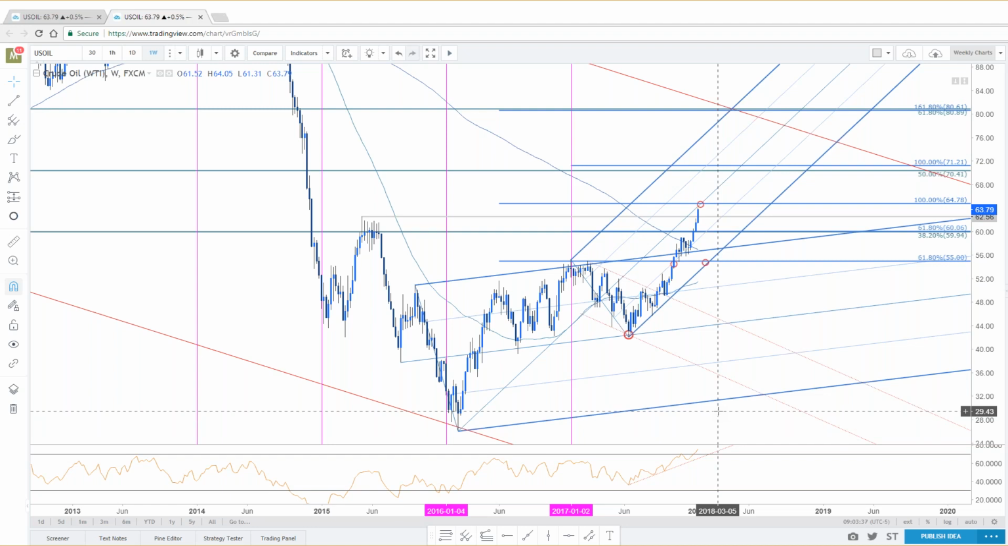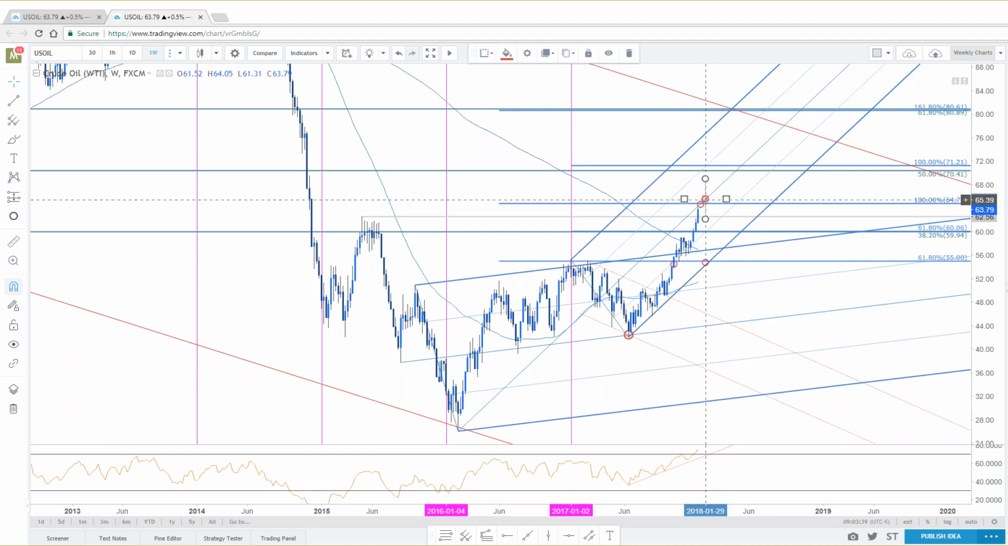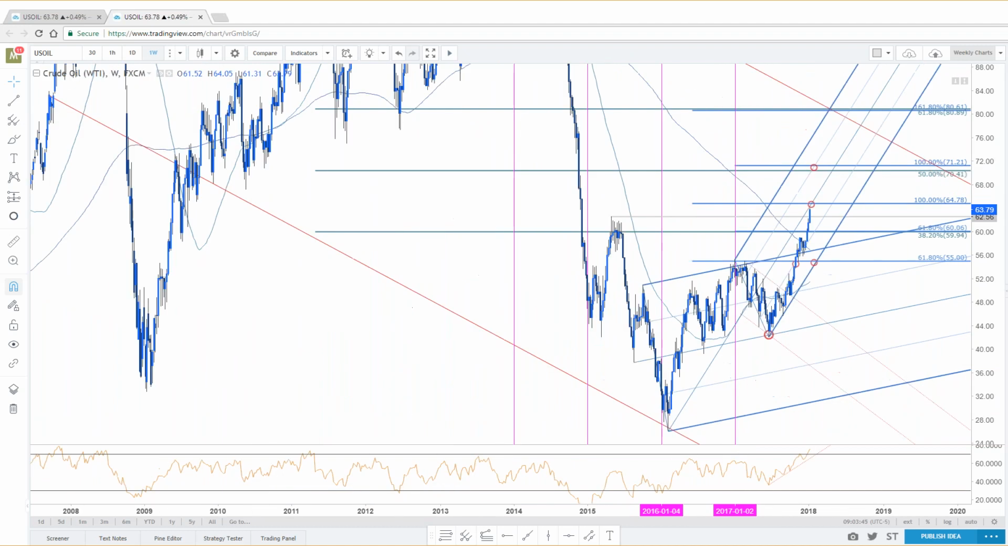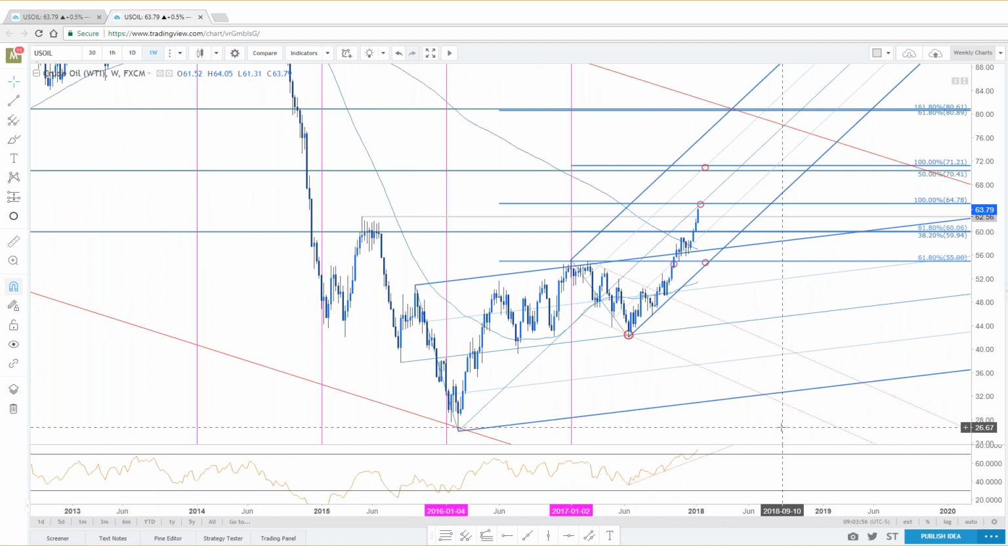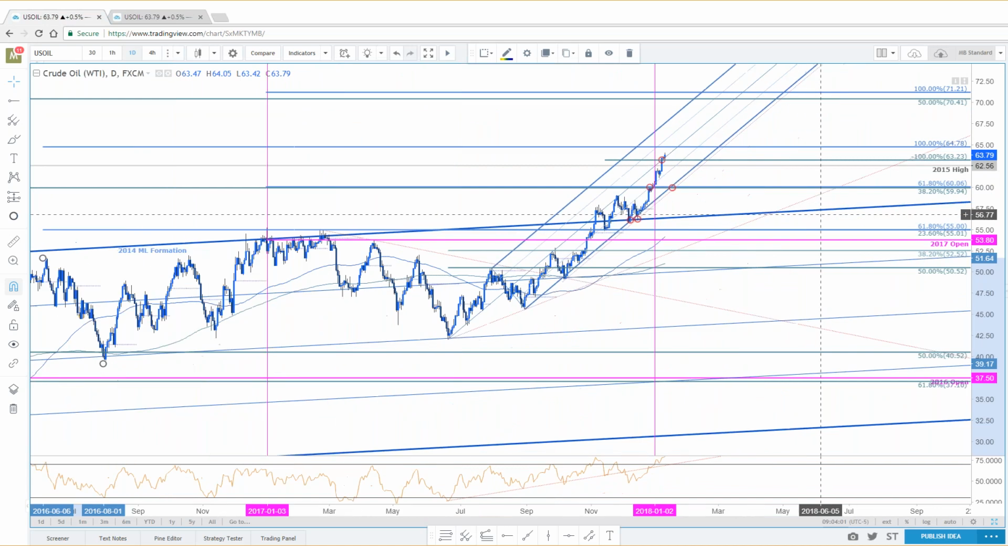By the way, if this were to break, just to put things in perspective, I'm not saying it's going to happen, but you really look for an extension above 70. And that would be, what, a 4-year high? Since 2014, we haven't seen those prices. So crude looks like it's going to be a strong month.